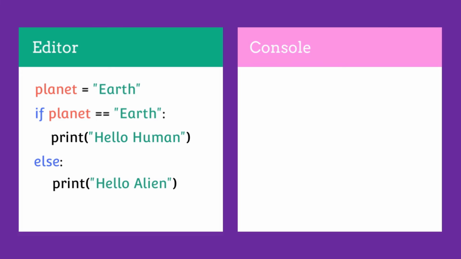Now because the planet value is earth, the condition will read as earth is equal to earth, which is true, so it will print hello human on the console. If we change the planet value to Mars, now Mars is equal to earth will be a false condition, so the else part will execute, which will show hello alien on the console.